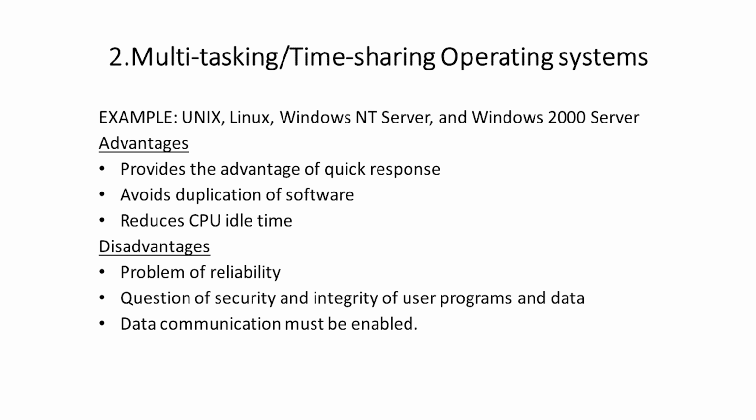See the advantages and disadvantages of multitasking. The advantage is that it provides very quick response and it avoids duplication of software. It reduces the CPU idle time when compared to the batch system. The disadvantage is the problem of reliability. That is, if any failure occurs, the whole system will fail. Data communication must be enabled. Data security and integrity is a question mark because data are shared between different users. It is a question mark for security. Examples of multitasking systems are Unix, Linux, Windows NT Server and Windows 2000 Server.